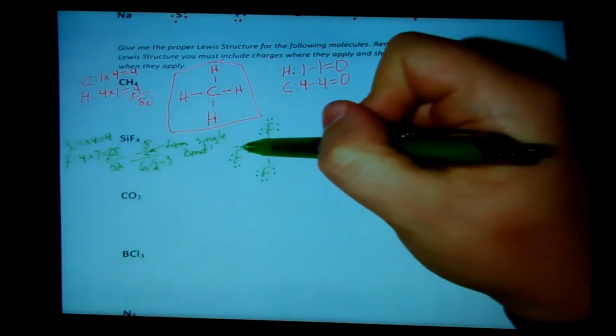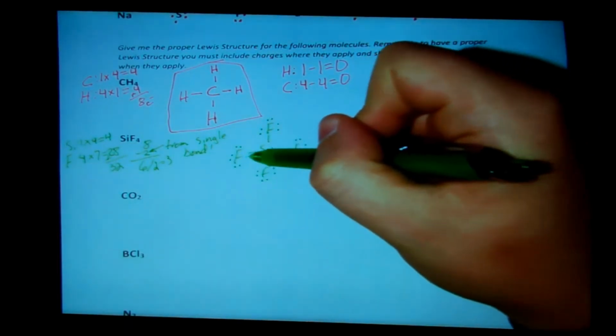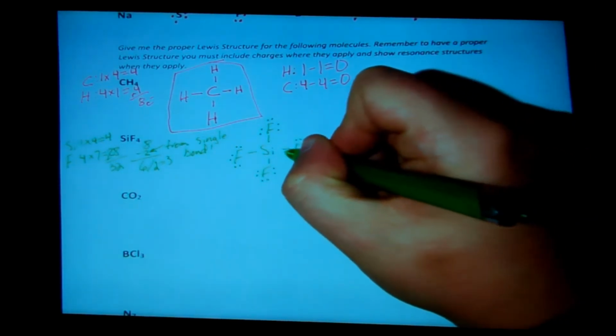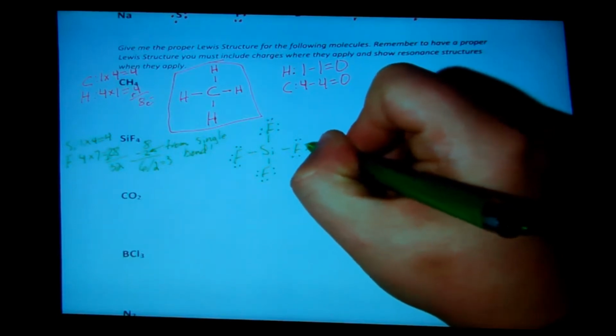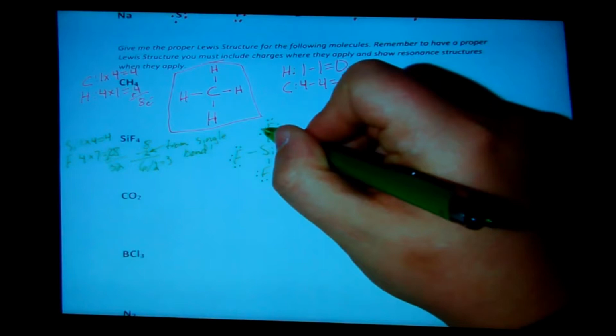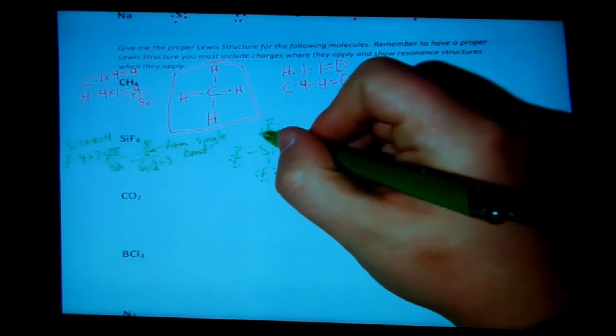I'm showing 1, 2, 3, 4, 5, 6, 7, 8, because the bonds count. 9, 10, 11, 12, 13, 14, 15, 16, 17, 18, 19, 20, 21, 22, 23, 24, 25, 26, 27, 28, 29, 30, 31, 32. I'm showing 32 electrons, so I don't need to worry about adding double or triple bonds. I just need to check charges now.